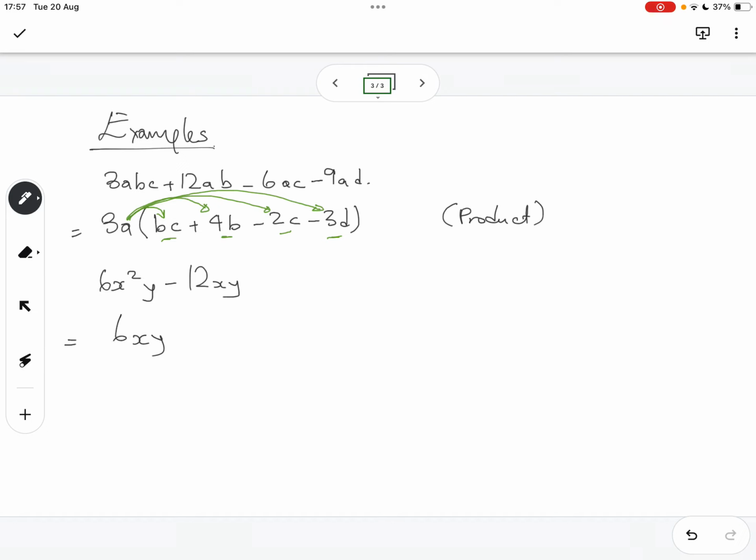So again, common factor. Y. X and Y, good. X and Y, good, but that's not all. 6xy, 100%. So now do you get it? Yeah, so 6xy, we take it out. Then what are we left with?